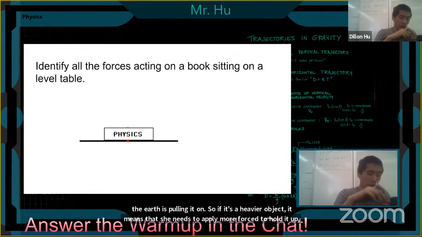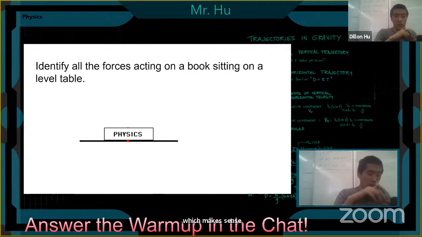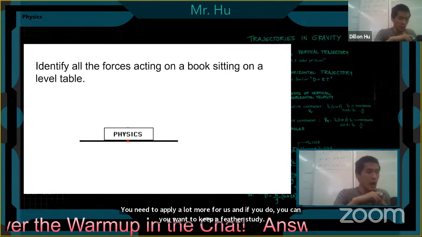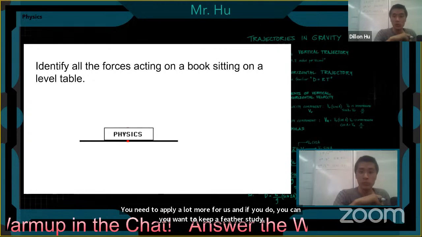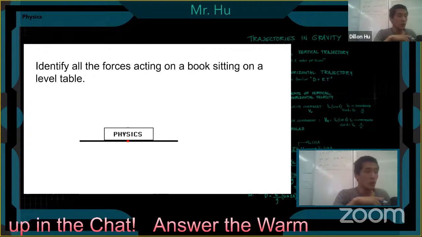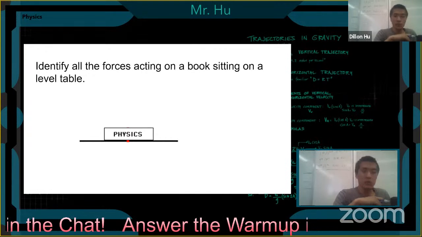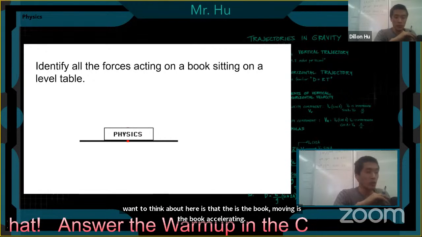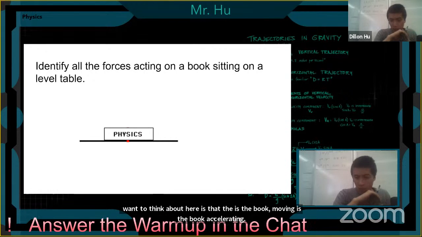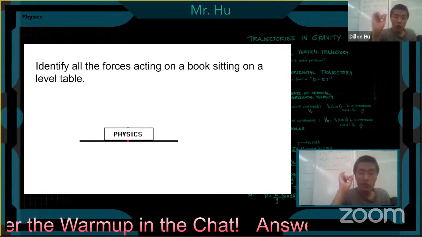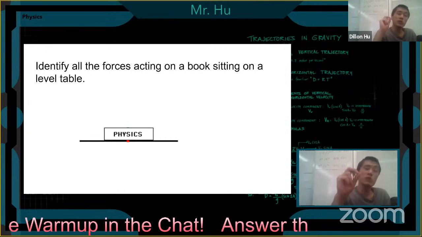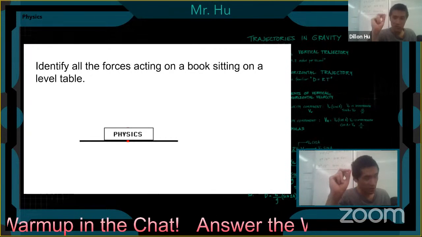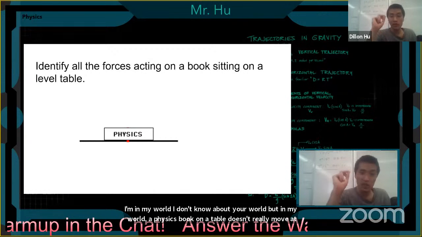So the thing you might want to think about here is, is the book moving? Is the book accelerating? In my world, I don't know about your world, but in my world, a physics book on a table doesn't really move at all. It doesn't even move. There's no acceleration, which sort of means that there is no net force. So if there's no net force, this is where things get kind of tricky. If there is no net force, it does not mean that there are no forces acting on it. That is not true. It just means that all the forces cancel out.